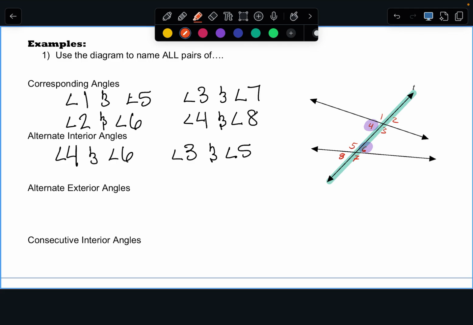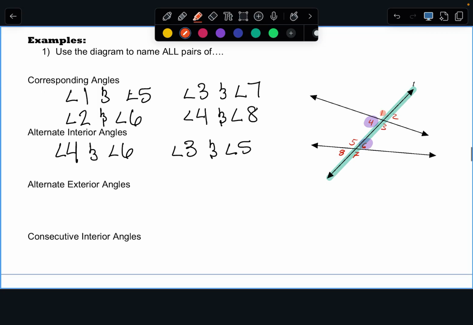Next one is alternate exterior. So again, I'm going to use the exterior part first. I'm going to pick an exterior angle. Let's look at angle 1. What other angle is outside and on the opposite side of the transversal and with the other line? Angle 7. Angle 1 and angle 7.